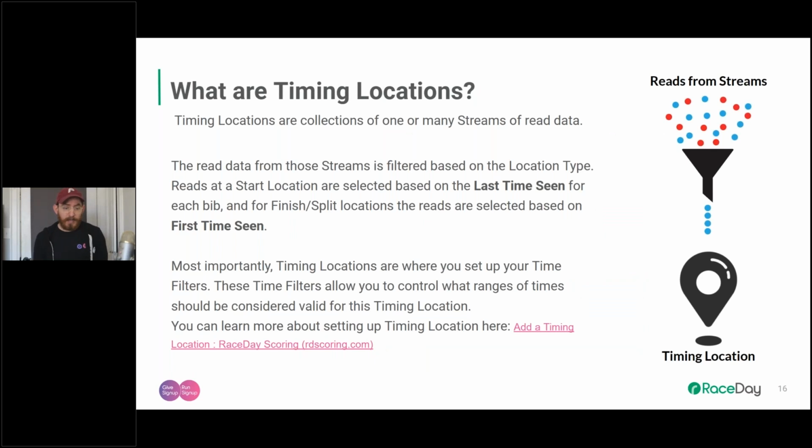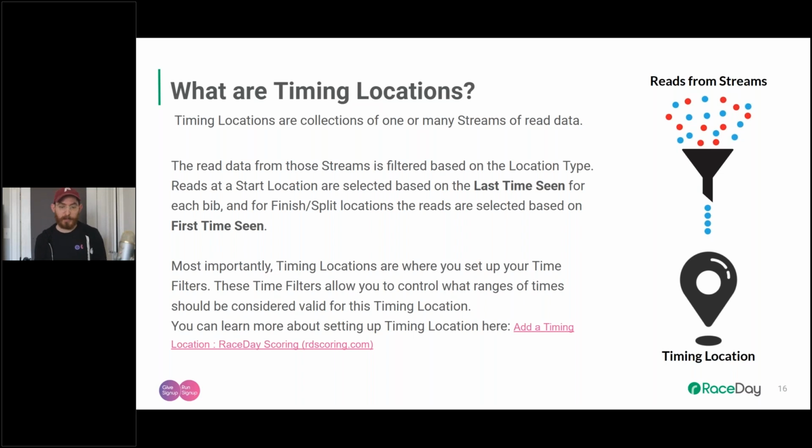So what are timing locations? Timing locations are collections of one or many streams of read data. In the previous one, we were saying how you could have multiple streams. Specifically, for different systems, you may have to have a stream for each and every single reader you have. Some systems don't require that. You could have a single stream for all of the readers at your finish location, totally dependent on the type of system you're using.